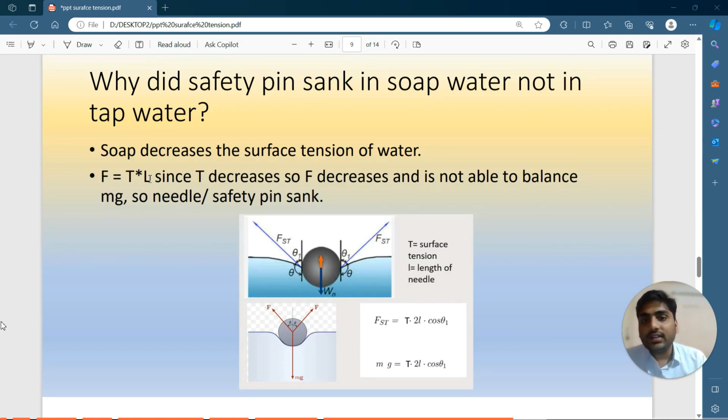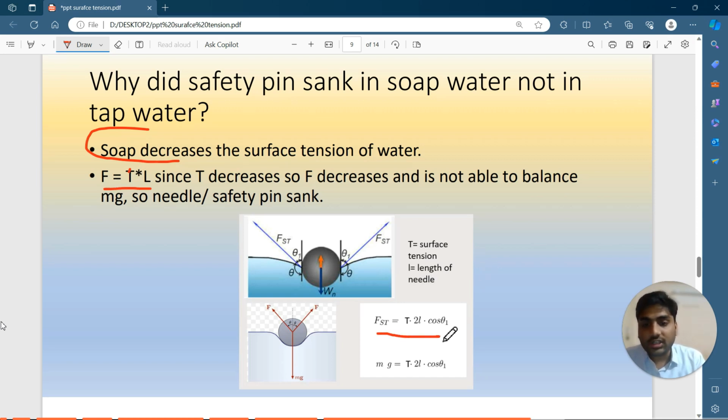But why did the safety pin sink in soap water, not in tap water? Because soap decreases the surface tension of water. So what is our surface tension force? F is equal to T into L. If soap decreases the surface tension, it means T decreases. So F equal to T into L decreases.